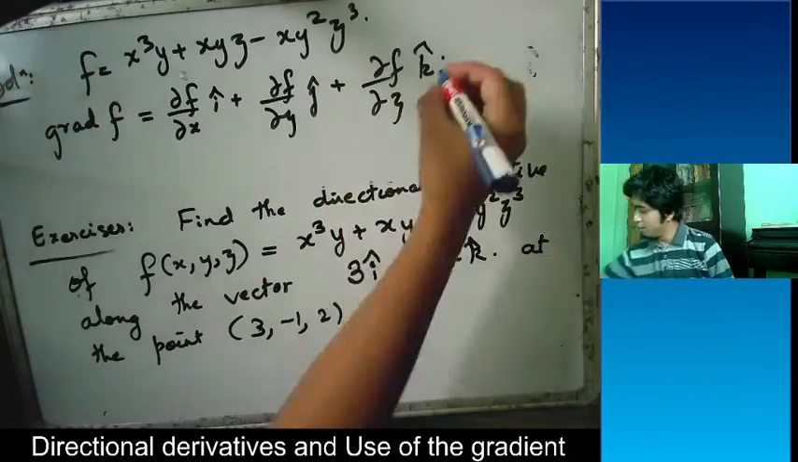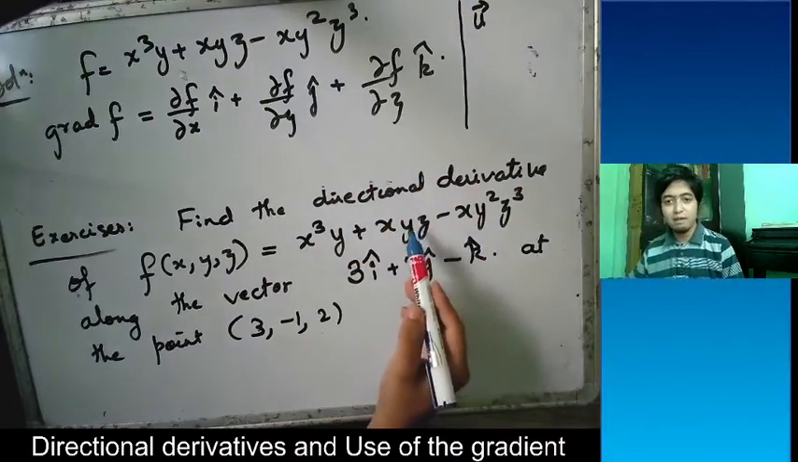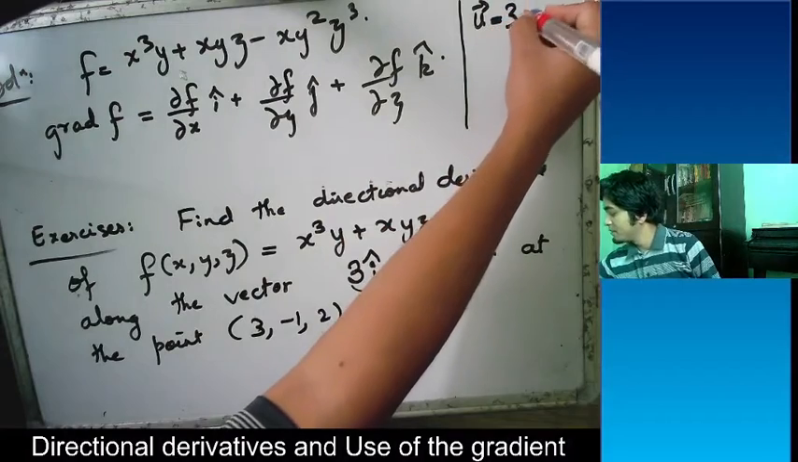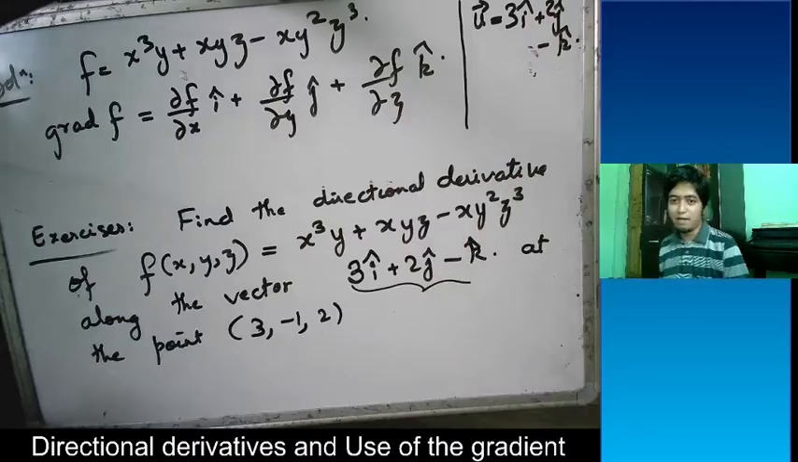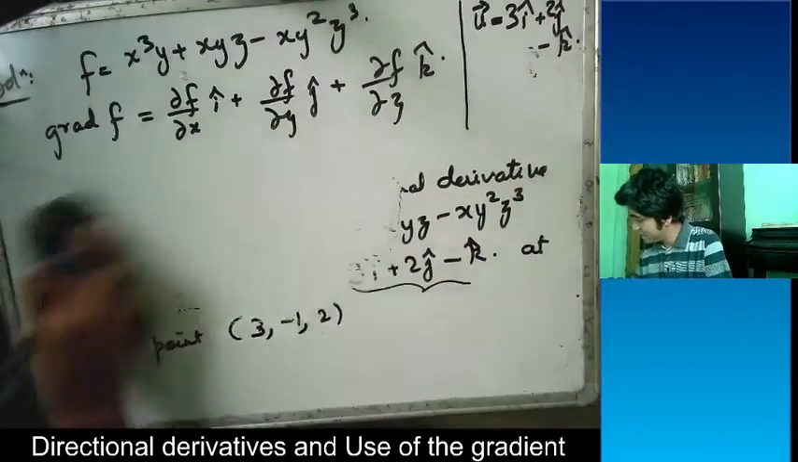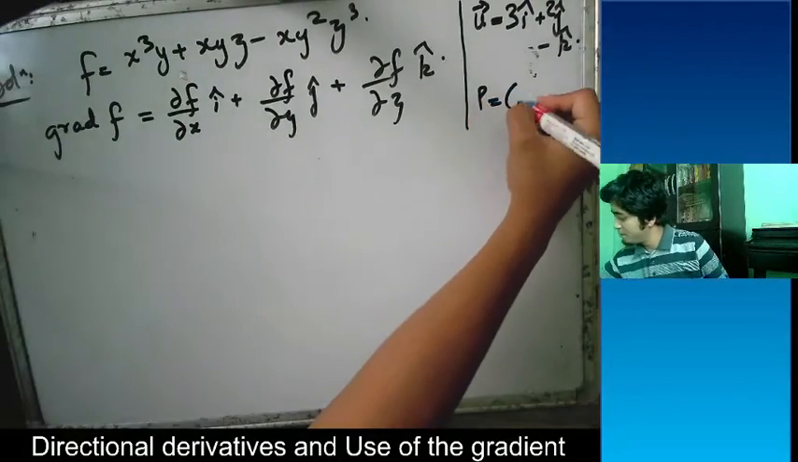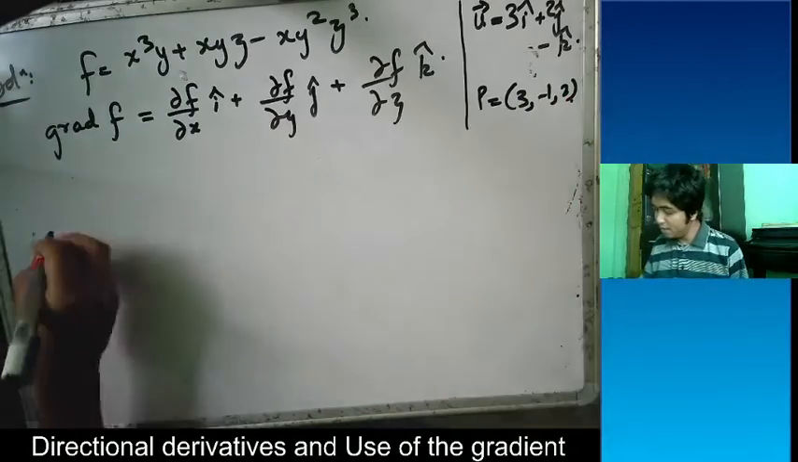Okay, I will just write here that u bar is the vector 3i plus 2j minus k. Okay, I will keep that in mind, because now I will have to erase it. The point is 3, minus 1 and 2 as well. So now let us calculate this gradient.